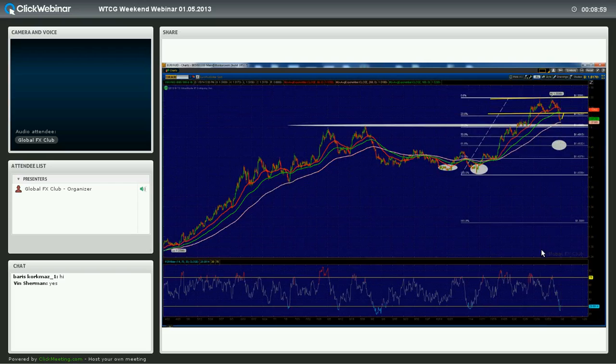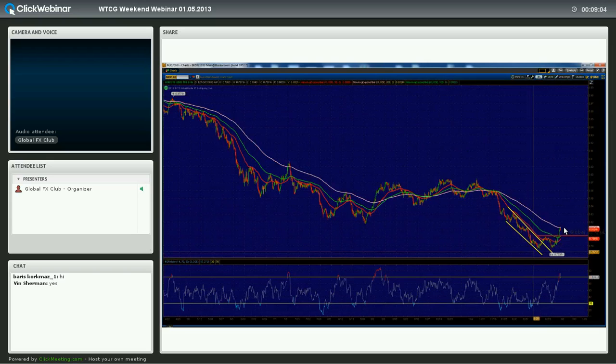Aussie Swiss, very similar. Okay, double bottom right here. Broke the neckline. Now we're testing this 200 period EMA. We may see it on the 4-hour chart drift back down towards about 80.35, 65 pips or so, before we get another bounce and a move to continue to the upside. I do like Aussie Swiss higher. I also like dollar Swiss higher.